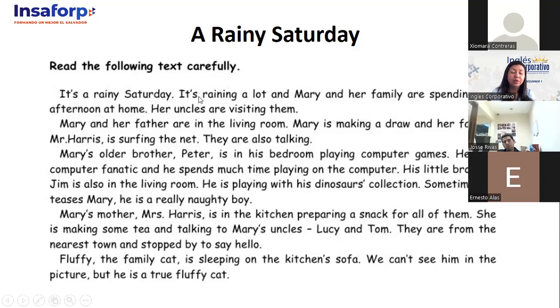Playing. Okay, por ejemplo, it's raining a lot. Está lloviendo mucho. Mary and her family are spending the afternoon at home. Están pasando el tiempo en casa. Her uncles are visiting them. Sus tíos la están visitando, los están visitando.